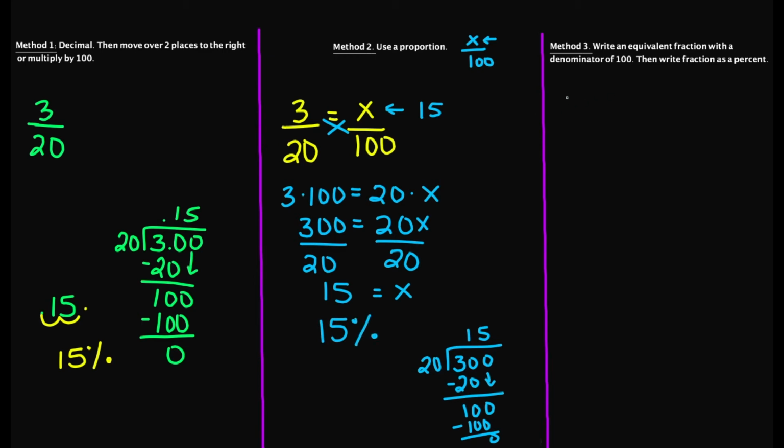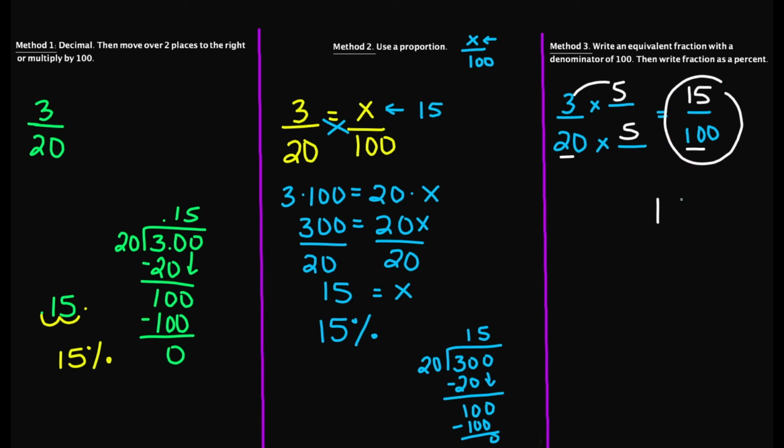Let's look at method 3, 3 over 20. What number times 20 is going to give me 100? And that's going to be the number 5. So 5 on the bottom and 5 on top. 5 times 3 is 15. 15 over 100, this is going to give us the 15%.